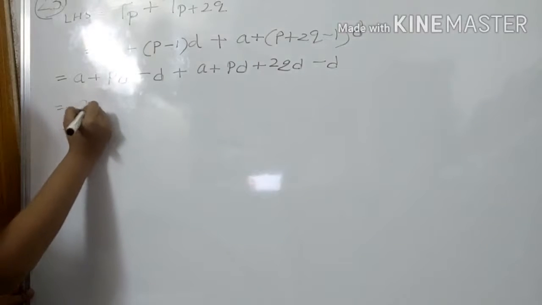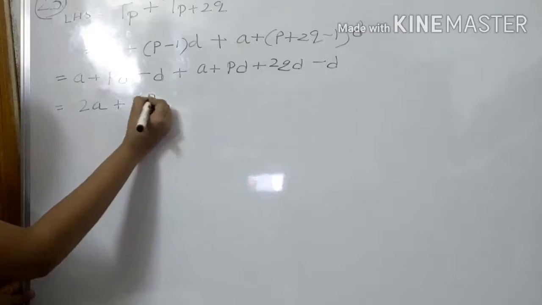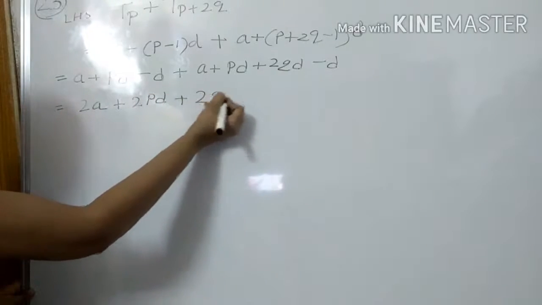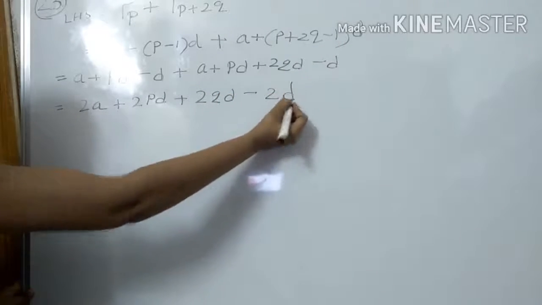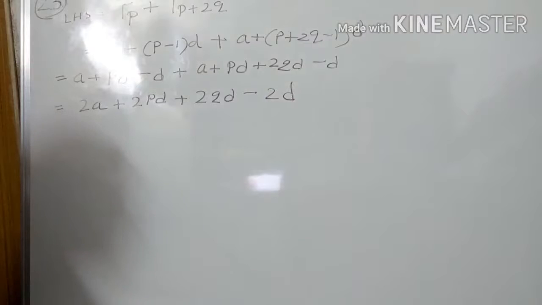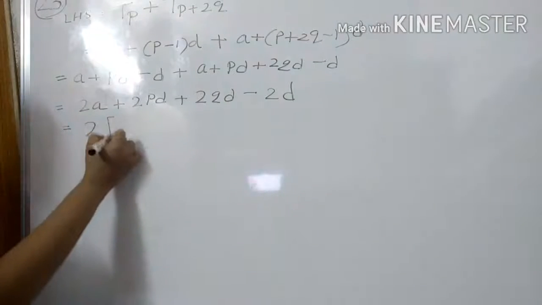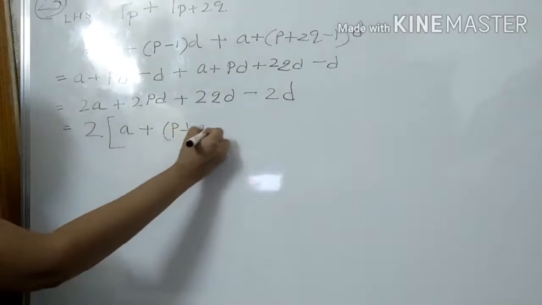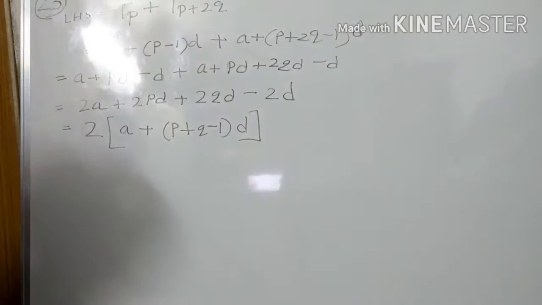So a plus a, 2a, pd twice pd, then plus twice qd and minus 2d. This is what we get by our simplification. Now I take 2 common all over. So here I get 2 into a plus p plus q minus 1 into d. So this is our left hand side we found.